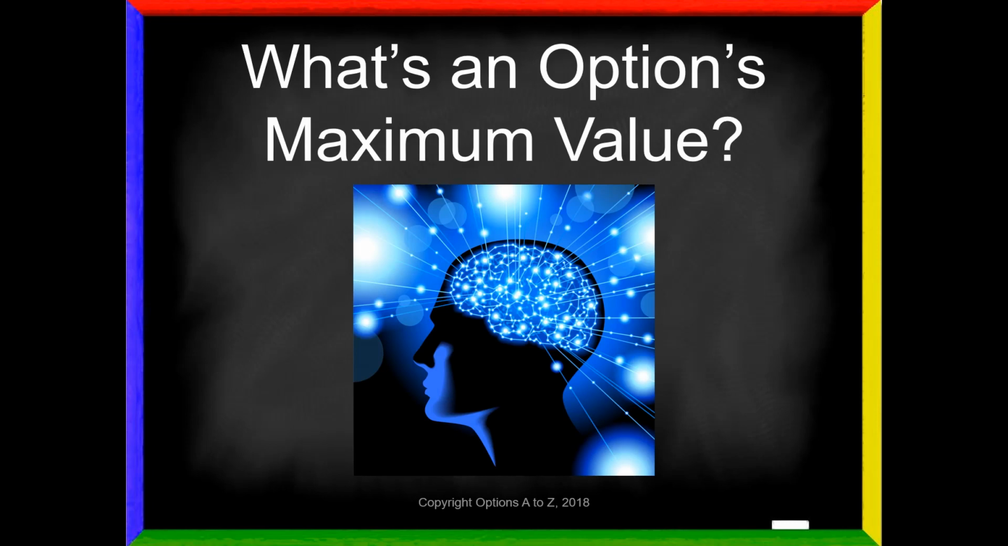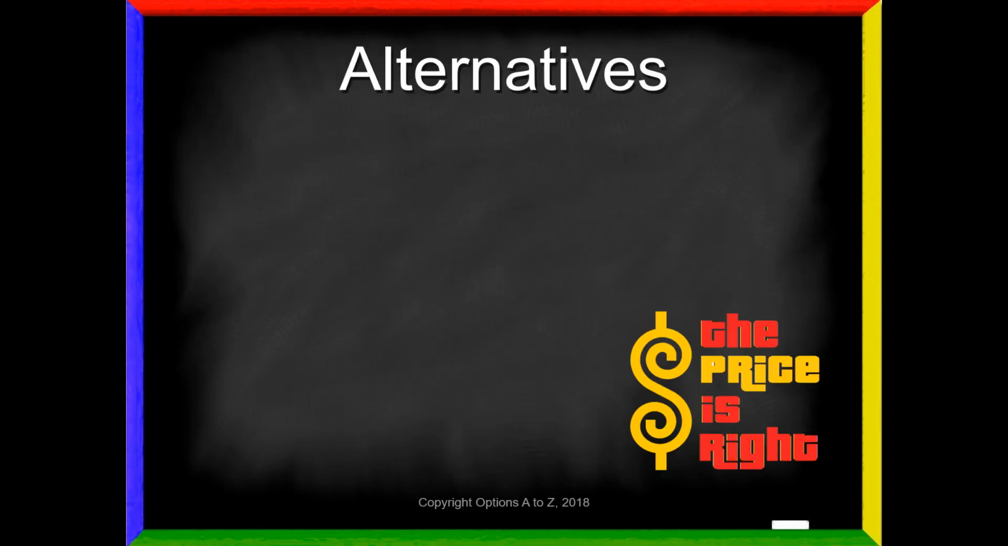So let's take a look at what's an options maximum value and why does it matter? Well, first of all, whenever you're trading anything for that matter, you always have to consider the alternatives. So when you are trading options, what are you tied to? Well, it's a derivative. You are tied to the stock or whatever the underlying is. So for this video, I'm just going to assume that we are trading individual shares of stock.